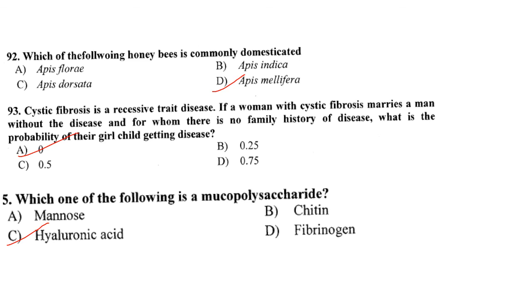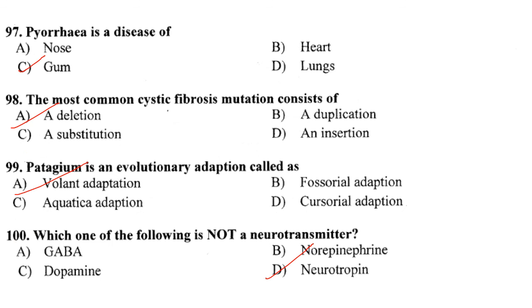Then, which one of the following is a mucopolysaccharide? So hyaluronic acid is a mucopolysaccharide. Then pyorrhea is a disease of the gums. Answer is option C. The most common cystic fibrosis mutation consists of a deletion. That is, deletion of the phenylalanine at position 508 is the most common mutation among cystic fibrosis patients.